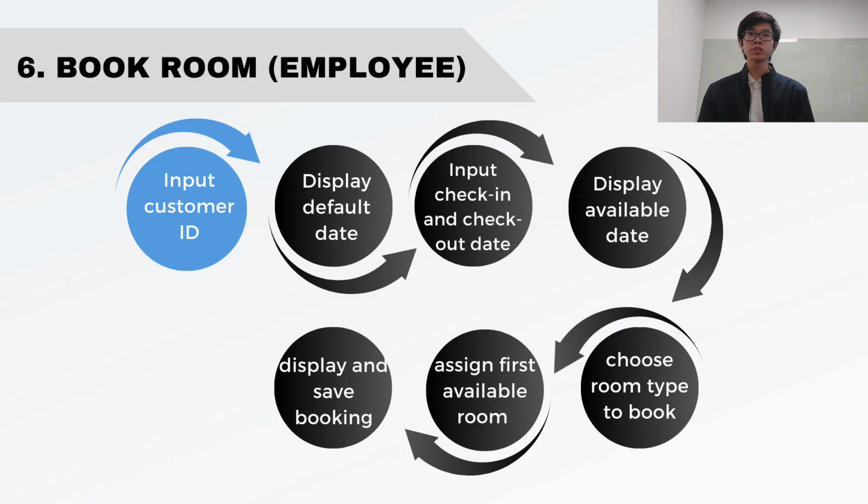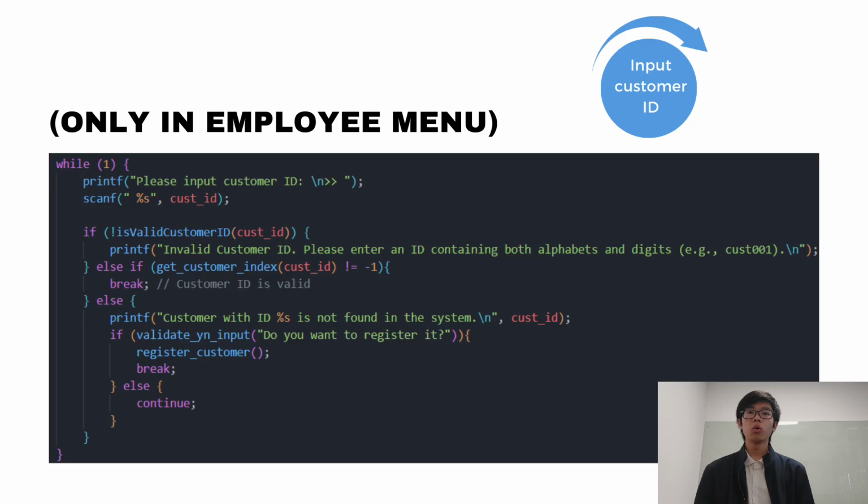Now, let's move on to the bookroom function. The general flow of the bookroom is as shown in the PPT slide. This function is shared between the employee menu and the customer menu, but there is a slight difference in the beginning. When an employee uses this function, as you might notice in the blue circle, the employee first needs to input the customer ID before calling the bookroom function.